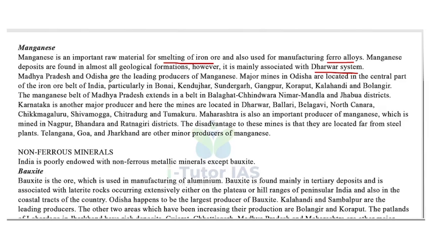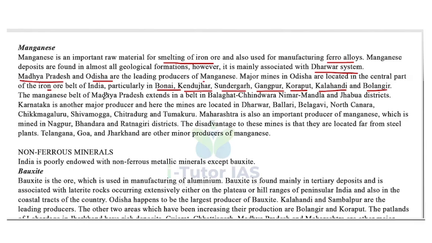Madhya Pradesh and Odisha are the leading producers of manganese. Major mines in Odisha are located in the central part of the iron ore belt of India, particularly in Bonai, Kendujhar, Sundargarh, Ganjam, Koraput, Kalahandi, and Bolangir.